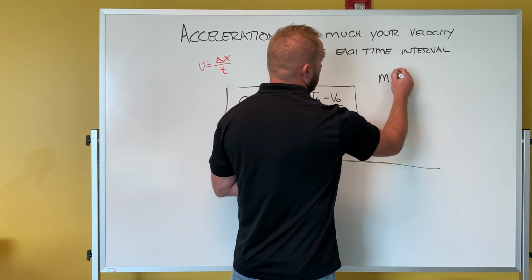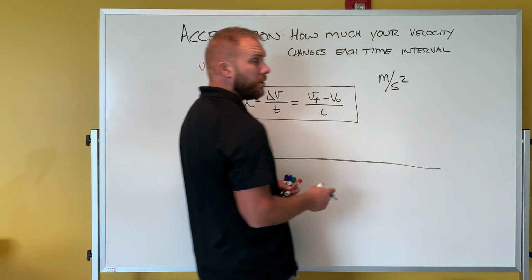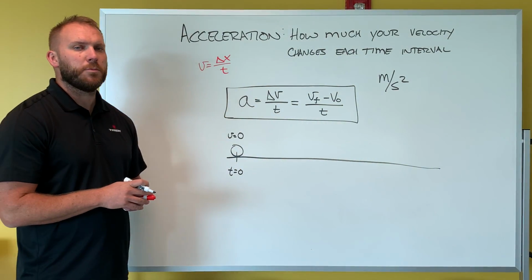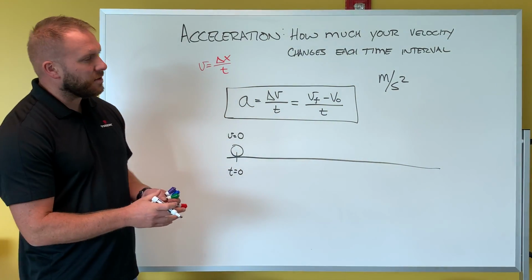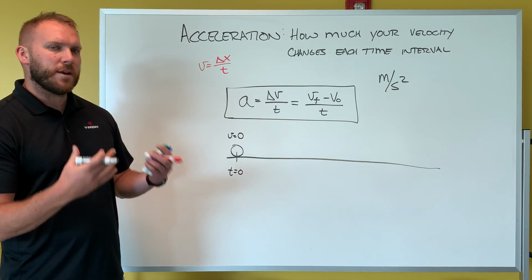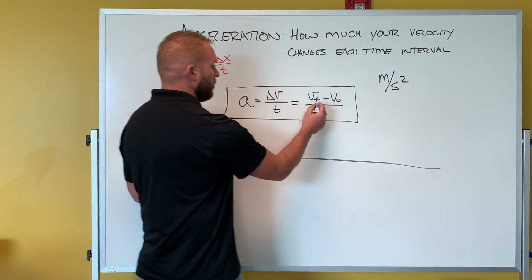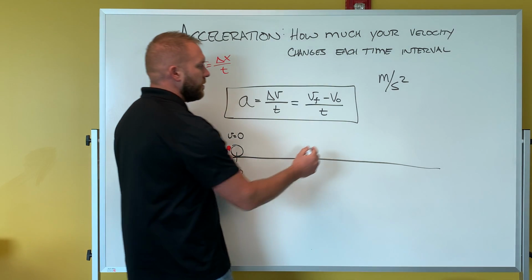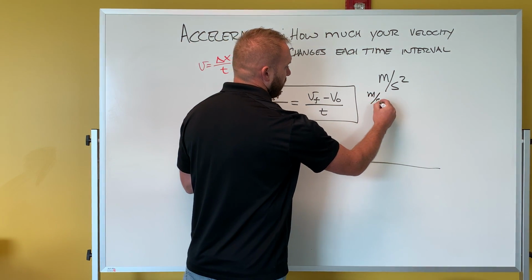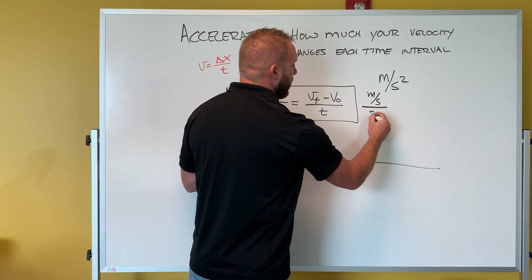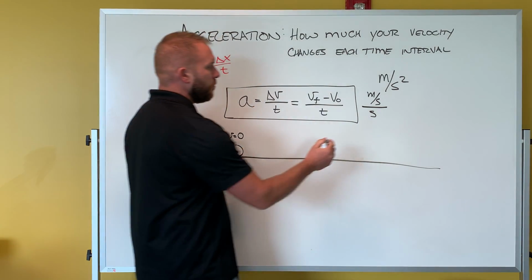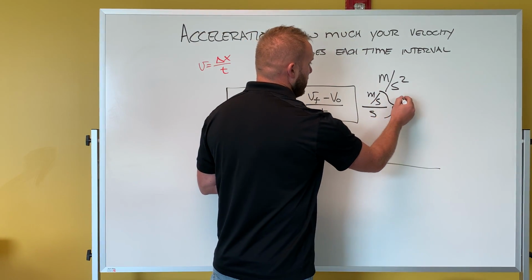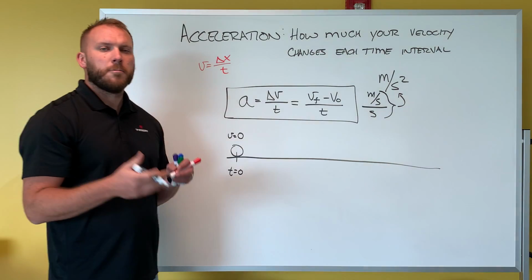Acceleration is typically measured in physics in meters per second squared. What that is I think is better understood when we break that apart, right? In terms of velocity, a change in velocity is going to be measured in meters per second, and a time is going to be measured in seconds. So a meter per second squared is meter per second per second.